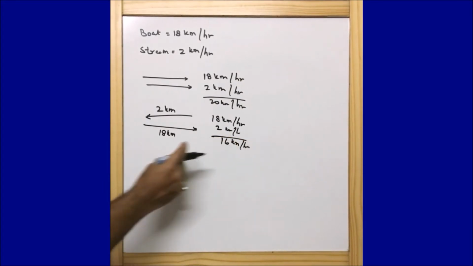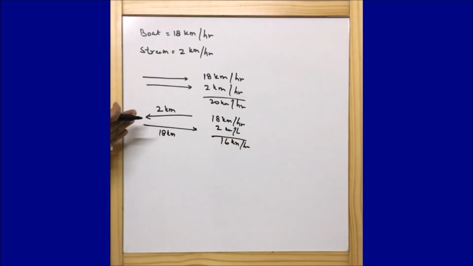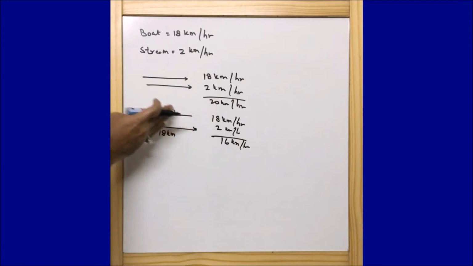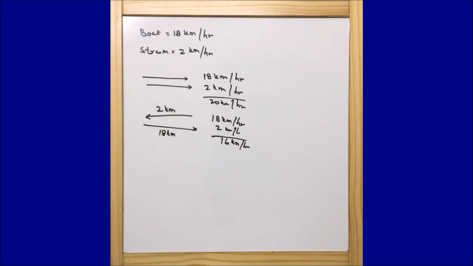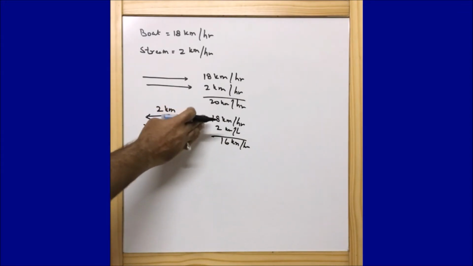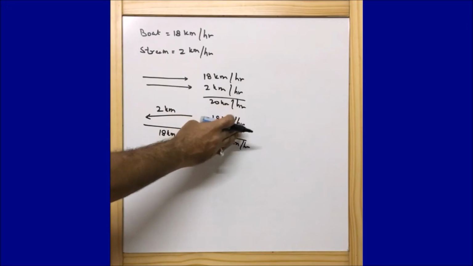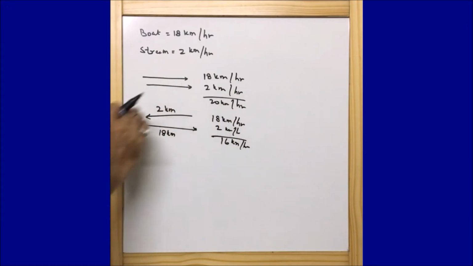Let's try to understand: the speed of the stream will restrict the boat by that speed. The speed of the boat is 18 km per hour and the speed of the stream is 2 km per hour, so the speed of the boat will reduce by the speed of the stream. That means 18 km per hour minus 2 km per hour.